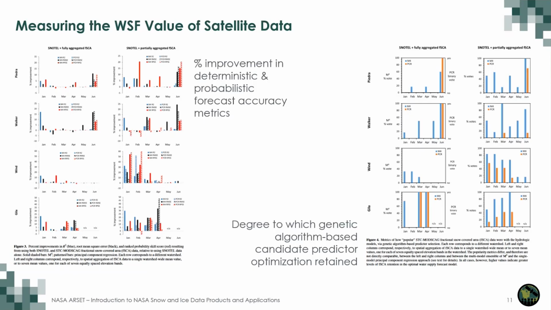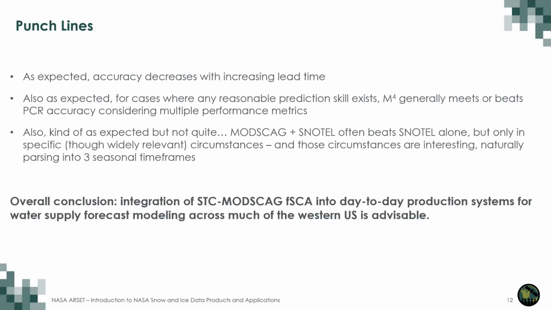And looking at which of those predictor variants to keep gives you information about the value of the satellite data, whether it's retained or not. So what are some punchlines? There are some obvious things that you would expect, irrespective of what kind of data you're using. Accuracy decreases with increasing lead time. And in cases where any reasonable prediction skill exists, the AI-driven system generally meets or beats the linear model. That's not news. That had already been determined in previous work. It's part of the reason why NRCS adopted this model.